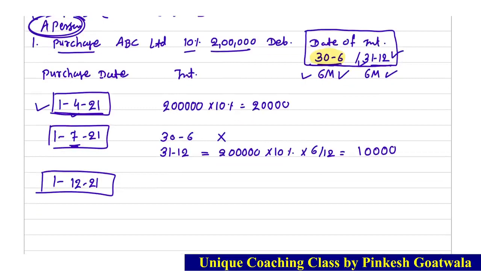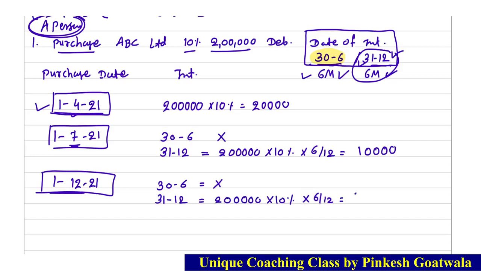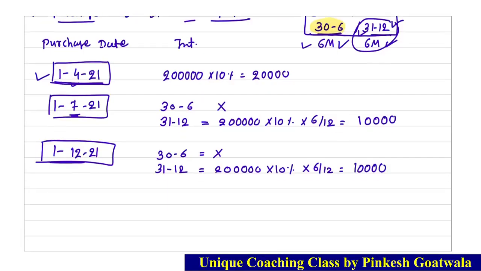No, not at all, because he just purchased on 1 December. So if he purchased in December, then of course he will not get debenture interest in June. The second date of interest is 31 December, and he purchased on 1 December, so of course he will get interest. Here it is not possible, but here he will get the 6 month interest, that is 10,000. Clear? Okay. Now suppose he purchased the debenture on 1st January 2020.